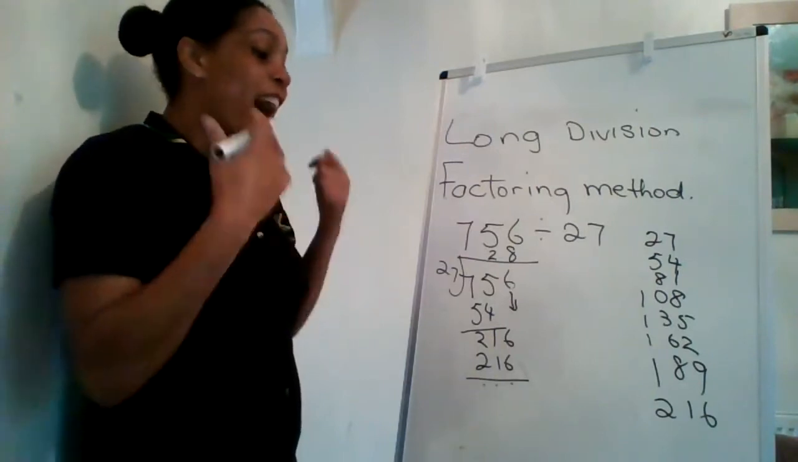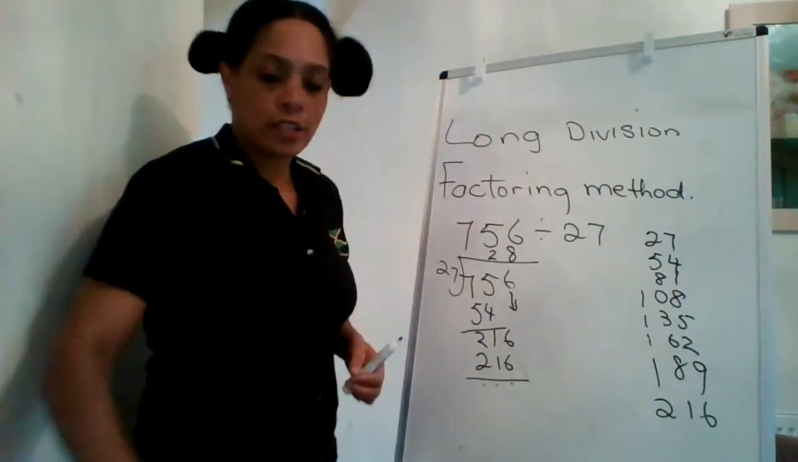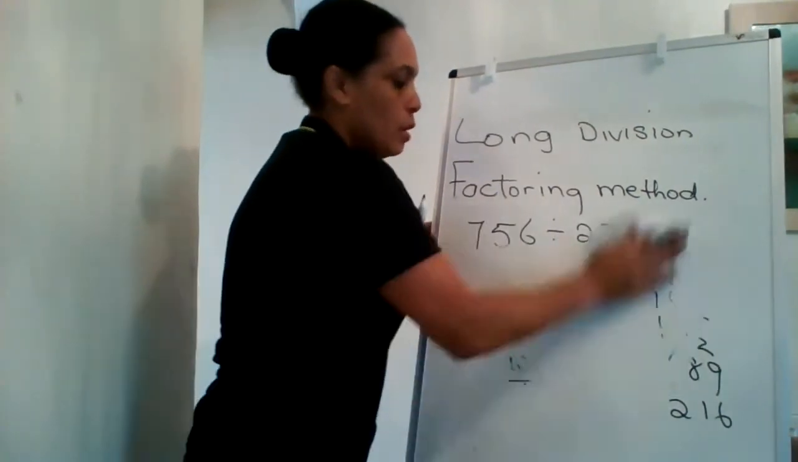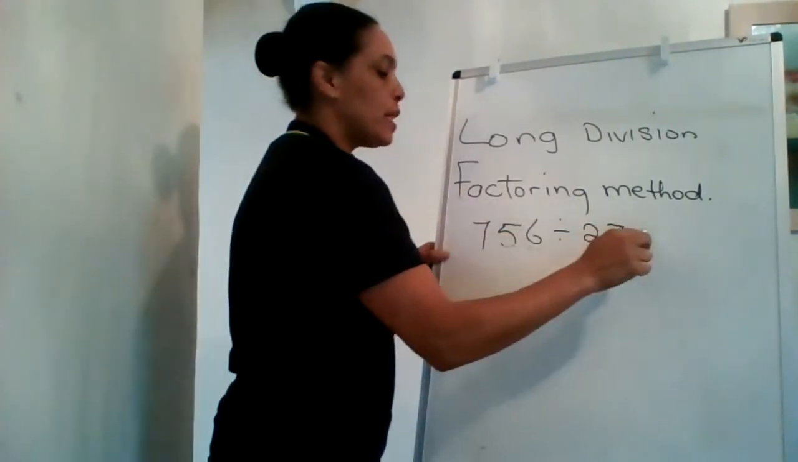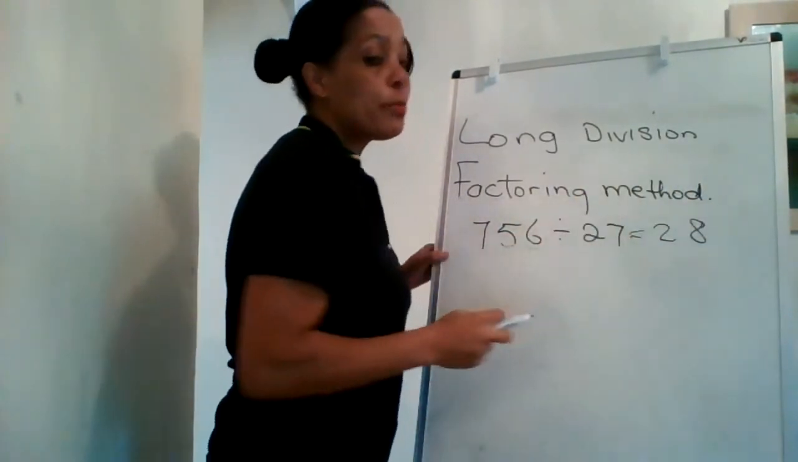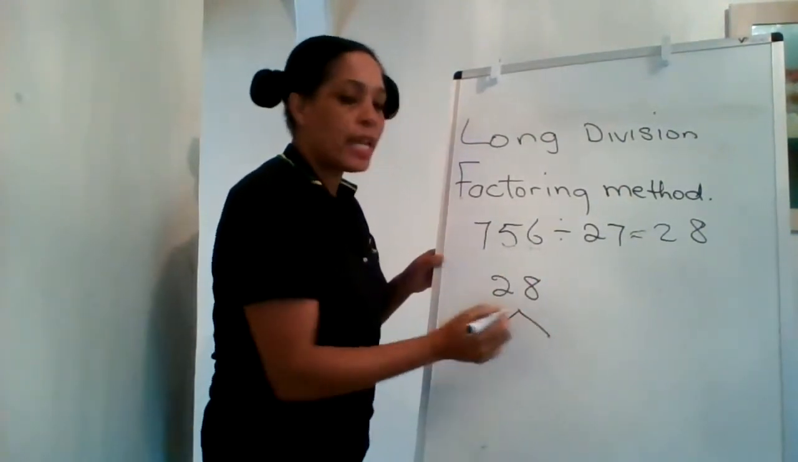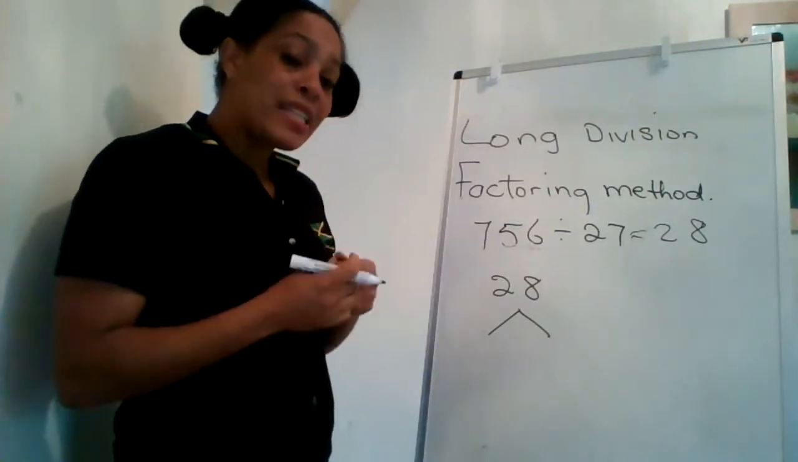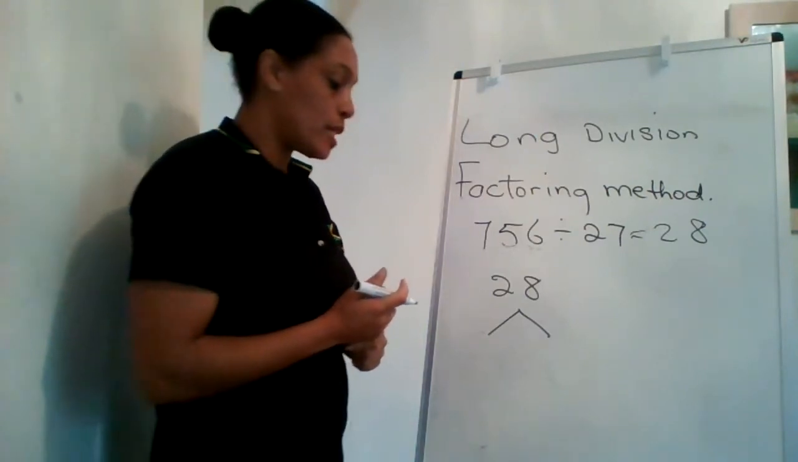Now let's look at how we're going to do the factoring method. We know that we're going to be getting 28 for our answer, but now we're going to be using the factoring method. The first thing to do is write your 27 and find 2 factors of 27, preferably single digit. 2 numbers that multiply together to give 27.